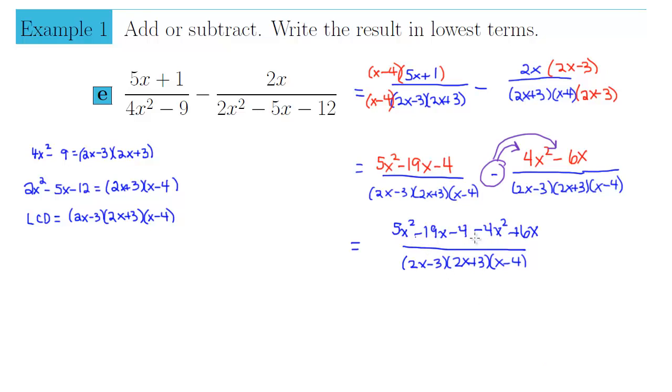Let's continue by combining like terms. So what does that give us on the top? That gives us 5x squared minus 4x squared, so that's going to give us an x squared on the top. Minus 19x plus 6x gives us negative 13x. And then minus 4 is just minus 4. All of that is over our denominator, 2x minus 3 times 2x plus 3 times x minus 4.